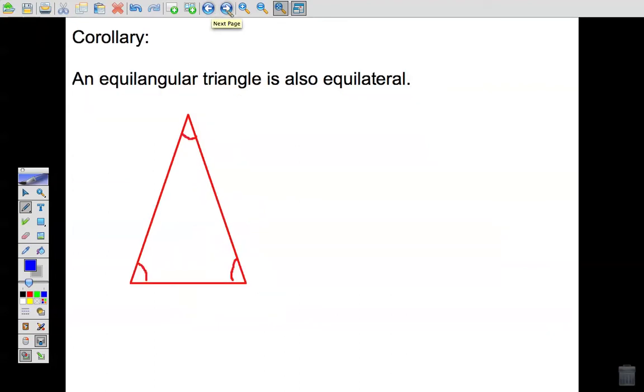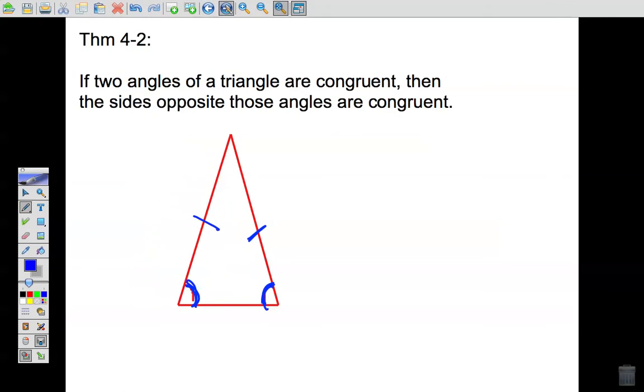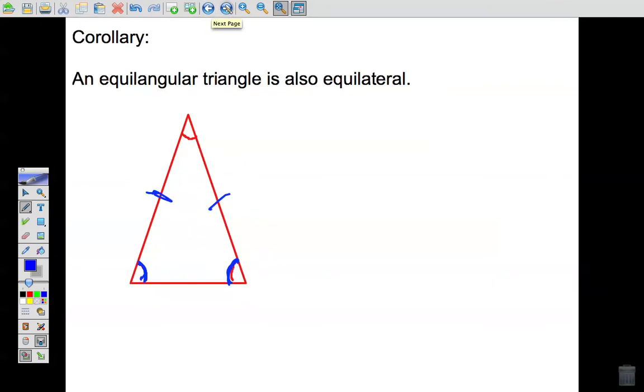Here's one more corollary. In this corollary, pause this, write it down. An equiangular triangle is also equilateral. And this carries on in the same way as what we said before. What side is opposite this angle? Here. What side is opposite this angle? Right? So this corollary carries on from Theorem 4.2. If two angles are equal, opposite sides are equal.